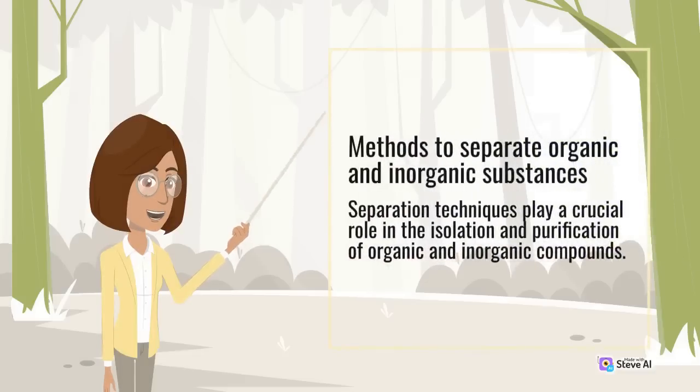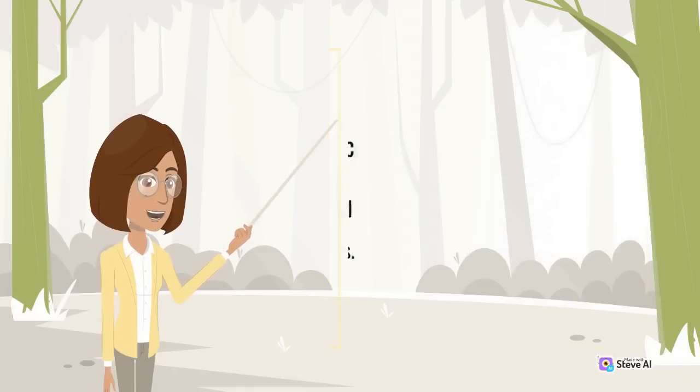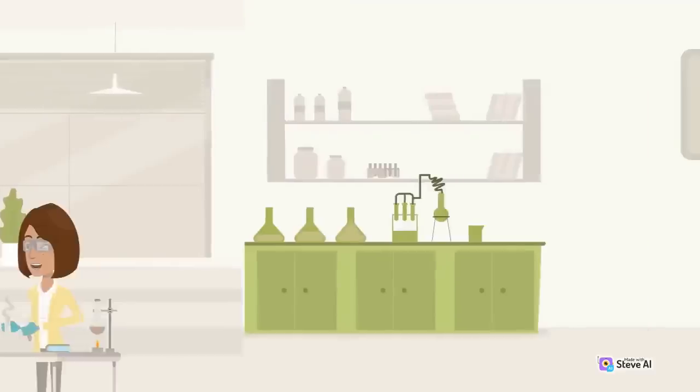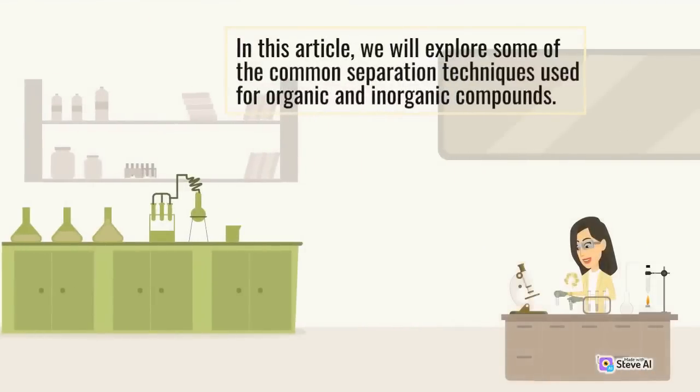Methods to separate organic and inorganic substances. Separation techniques play a crucial role in the isolation and purification of organic and inorganic compounds. These techniques are widely used in various industries such as pharmaceuticals, food, and chemicals, where the purity of the final product is critical. In this article, we will explore some of the common separation techniques used for organic and inorganic compounds.